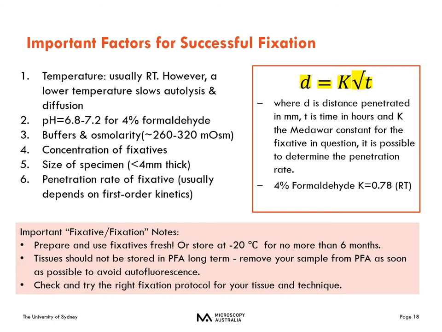Different fixatives have different penetration rates, and it usually depends on first order kinetics. For example, you can look at the equation on the right. d is the distance of penetration in millimeters, T is the time in hours, and K is the diffusion constant for the fixative. For example, the 4% formaldehyde K value is 0.78 at room temperature. That means in 1 hour, the penetration distance is 0.78 millimeter.